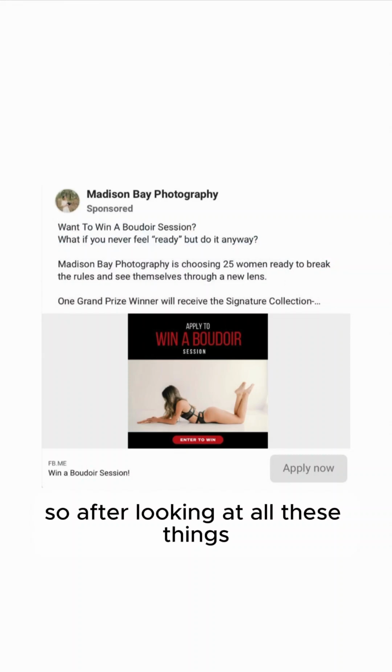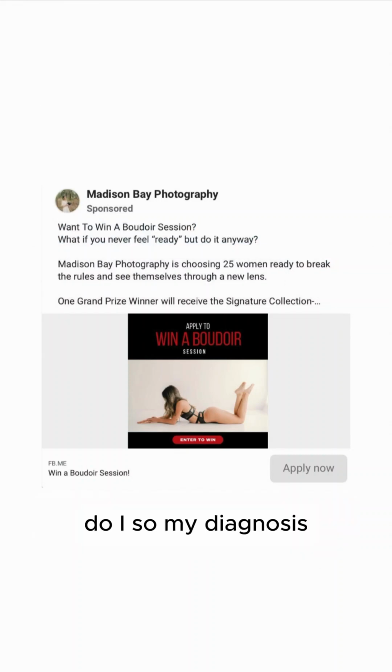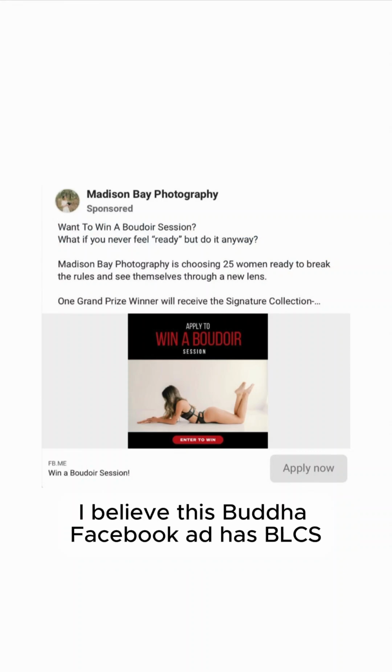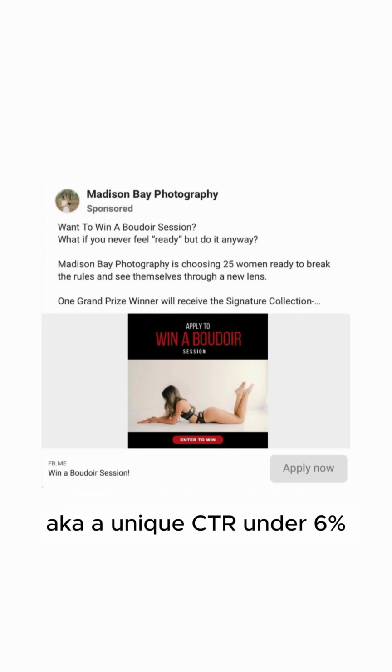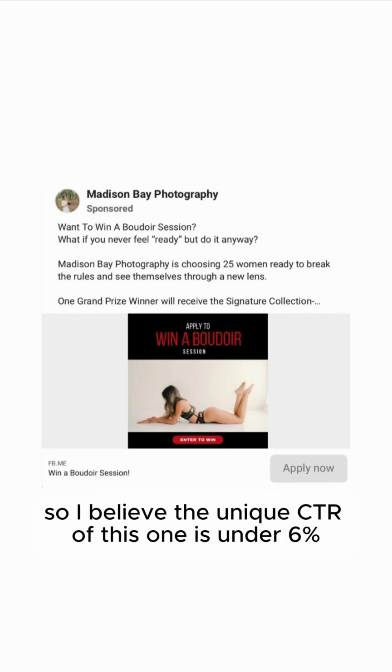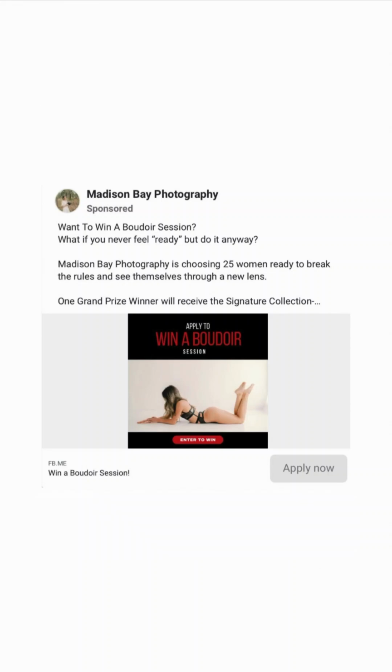So after looking at all these things, my diagnosis: I believe this Boudoir Facebook ad has BLCS, aka Boudoir low click syndrome, aka a unique CTRL under 6%. Yes, I do. So I believe the unique CTRL of this one is under 6%. And it can be solved though.